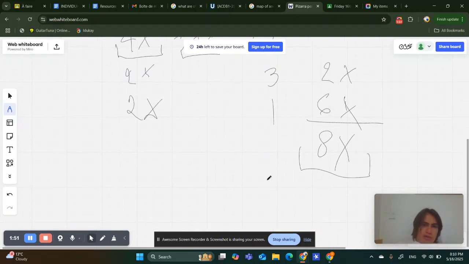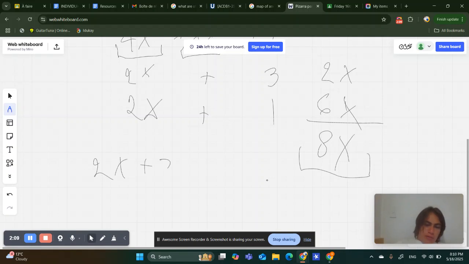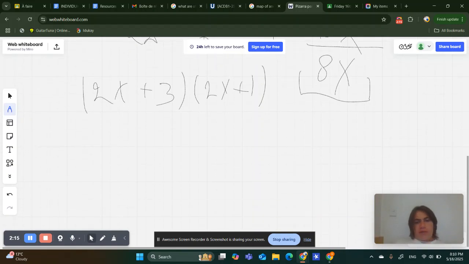So now we just simply add the signs. If we were to use negative signs here or here, we would put them, but since everything's positive, it is left positive. So we put 2x plus 3 times 2x plus 1. Perfect.